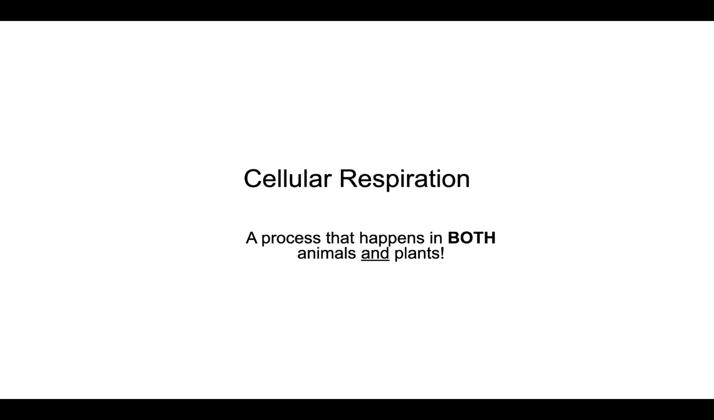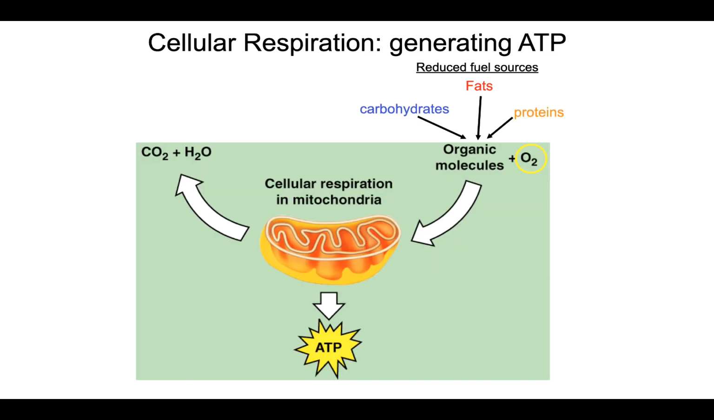Okay, in this video, this will be the first part of two parts for cellular respiration. It is a process that happens both in plants and animals. I want to bring this up because some students think of chloroplasts as the mitochondria of plants, but that's not true. Plants have mitochondria, animals have mitochondria. They both use mitochondria for cellular respiration.